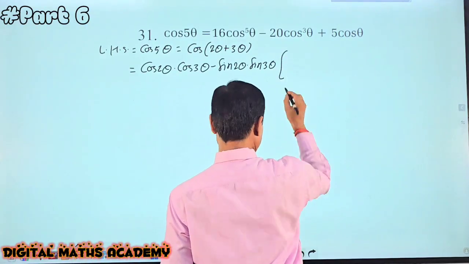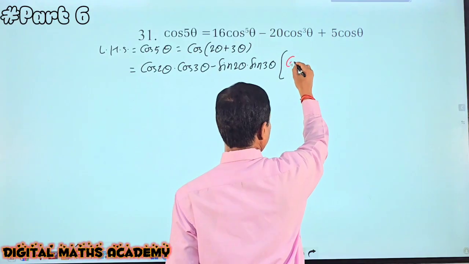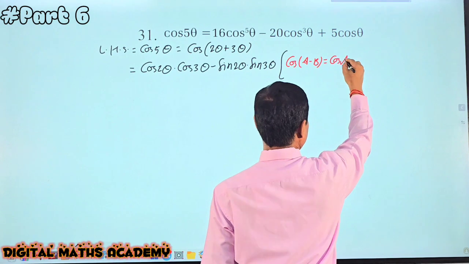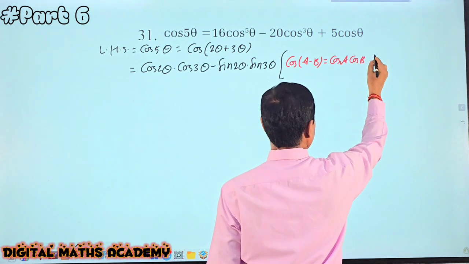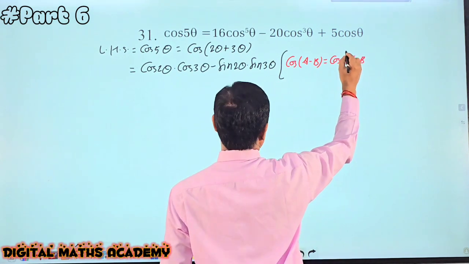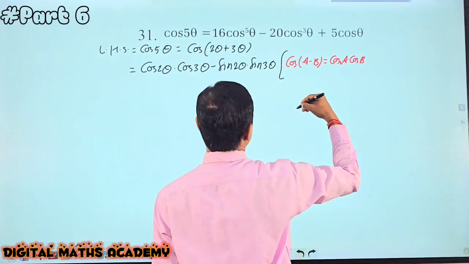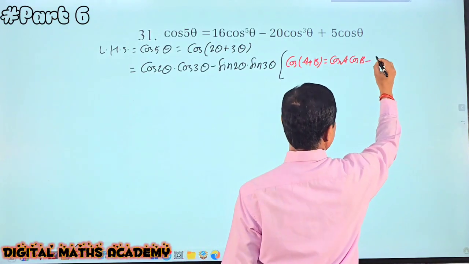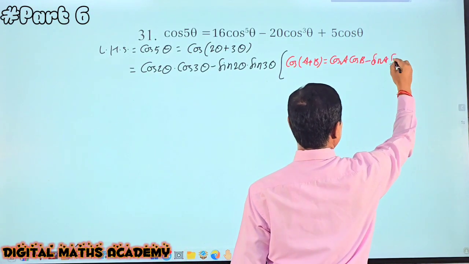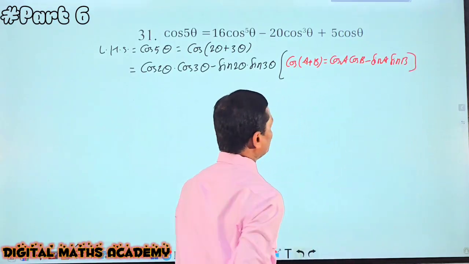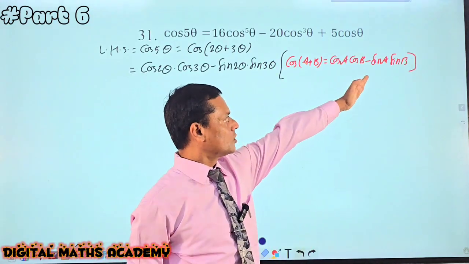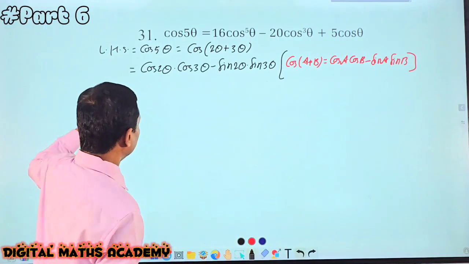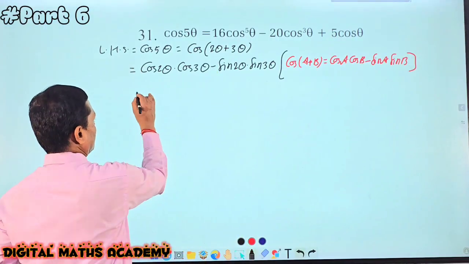Remember the formula and must write the formula inside the bracket, that is cos A minus B equals cos A dot cos B plus, that is a plus, okay? So if there is a plus, there should be minus, right? So minus sin A dot sin B. Remember, if there is a plus in the middle, in cos A plus B, there should be minus, but if there is a cos A minus B, there should be plus. So here we have plus, so we wrote minus.